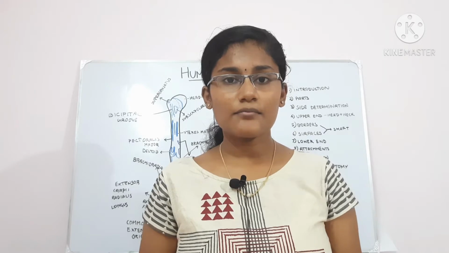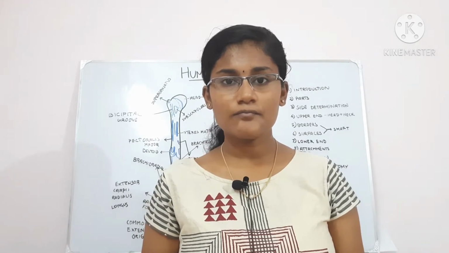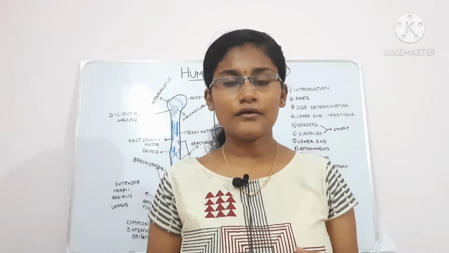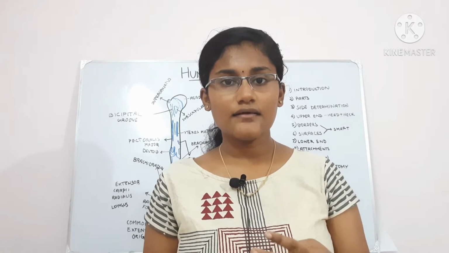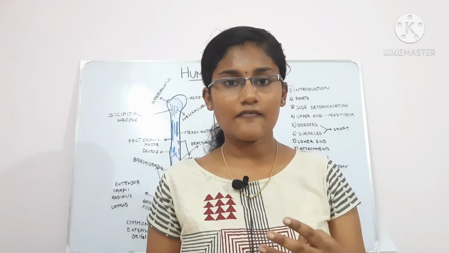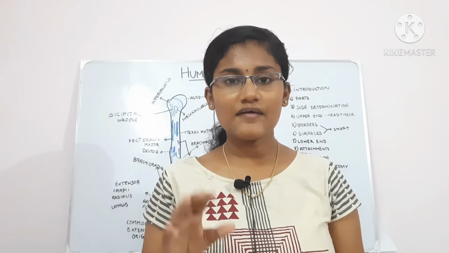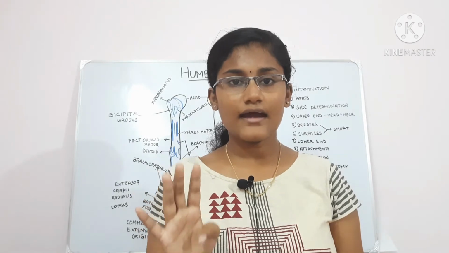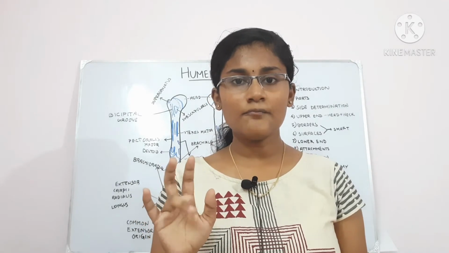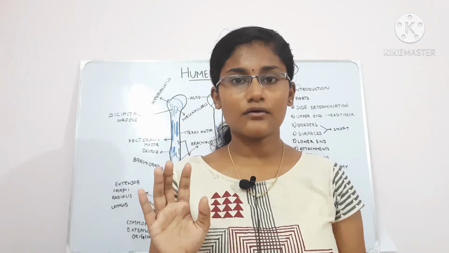Okay, now let me move on to the introduction of the humerus. The humerus is a long bone in the upper limb, and the humerus has three parts, that is the upper end, lower end and shaft. Let's talk about the upper end now. There are 5 features for the upper end, that is head, neck, greater tubercle, lesser tubercle and bicipital groove.